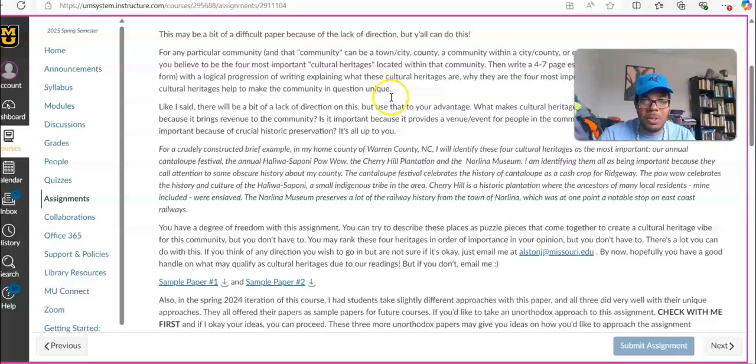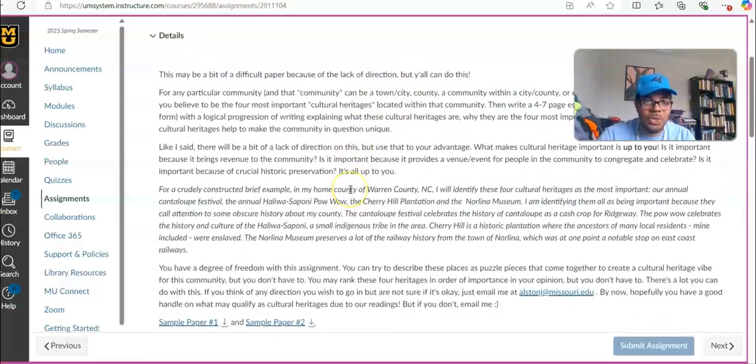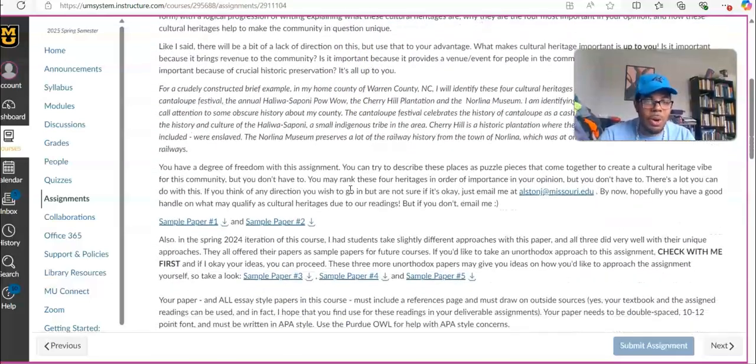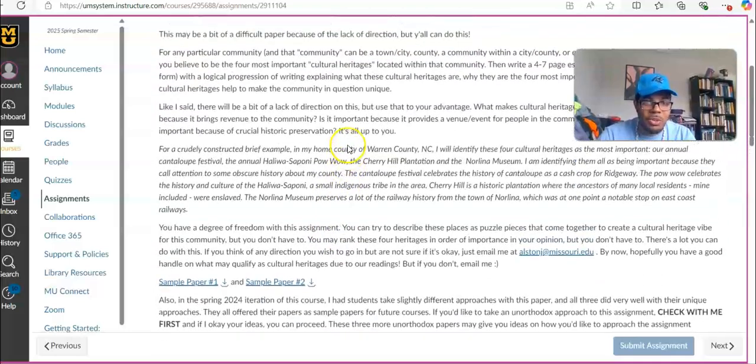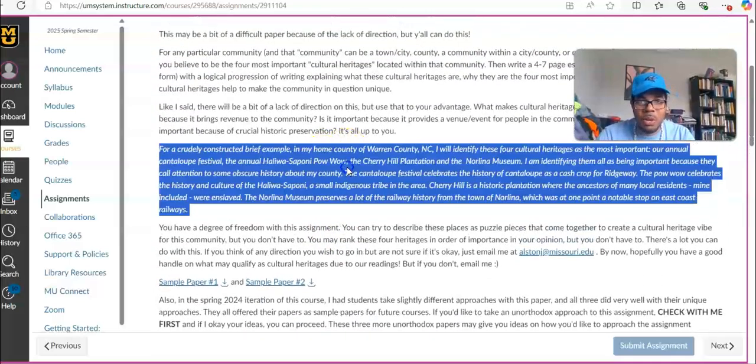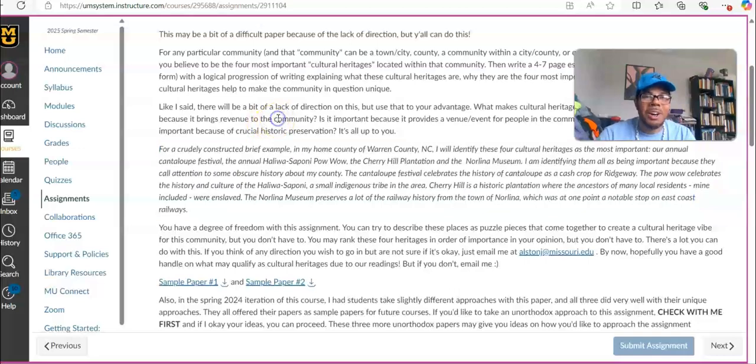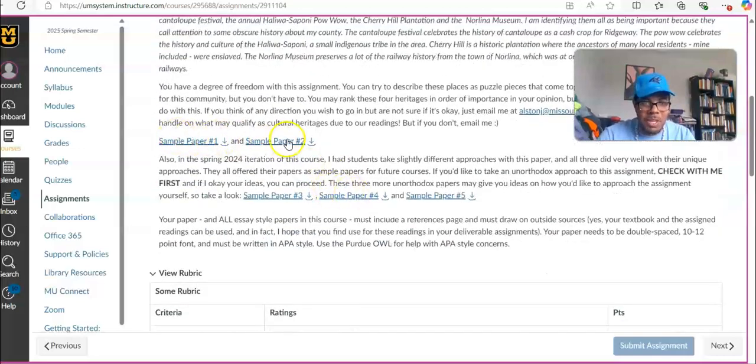So if you are lost, because this prompt can be confusing, I don't have time to go over this prompt now, but I'll do it in another check-in video later. But if you see this prompt and you're like, hold on, what? Then that's where the sample papers come in. So these are kind of your orthodox, typical kind of papers. But then again, people decided to get creative.